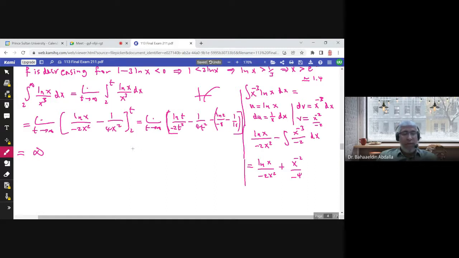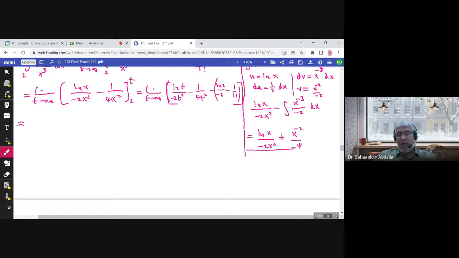No, sorry, t is infinity. If you write t as infinity, then I'll have infinity over infinity. Infinity over infinity, that's something. So I have to use L'Hopital's rule. I need to find the limit of ln x over negative 2x squared when x goes to infinity using L'Hopital's rule. ln infinity over infinity, so I use L'Hopital's rule.